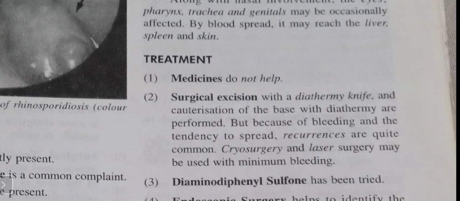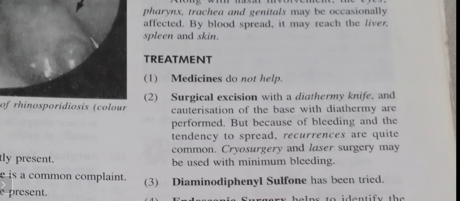For this condition, medicines will not help, so you have to surgically excise the polypoidal mass with a diathermy knife and cauterize the base with diathermy. But because of bleeding and the tendency to spread, and because recurrence is very common, another treatment is cryosurgery, and laser surgery may be used for minimal bleeding.